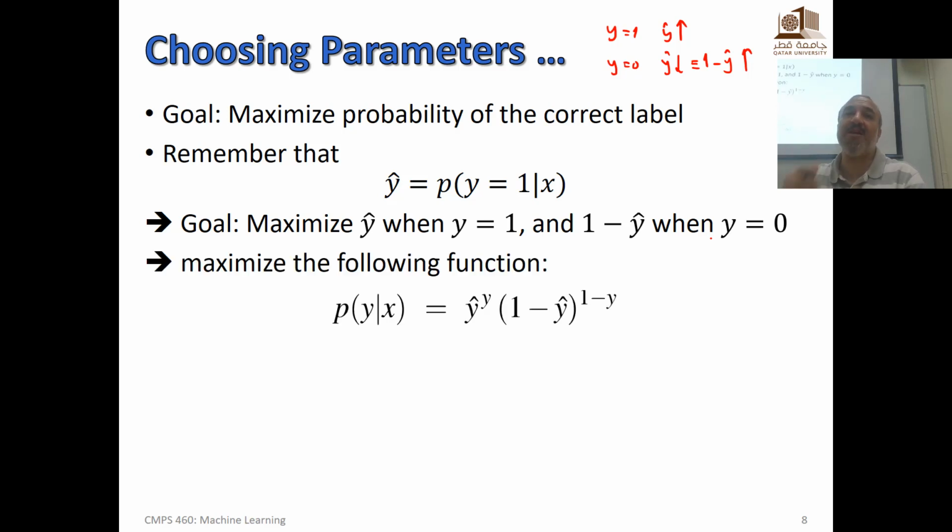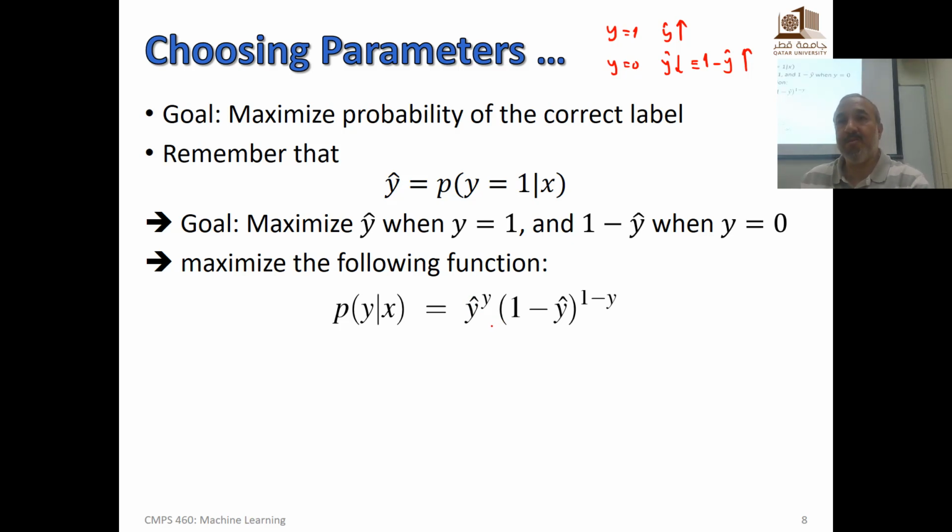Now, here is a function that does exactly this. It's y hat to the power y times 1 minus y hat to the power 1 minus y. Now let's see if it actually gives us what we want. We want a function that will give us y hat when y is 1, right? So let's put y to be 1 here. What will we get? 1 minus y is 0, so this will be 1, and y is 1, so what we will get is y hat. And this is what we want: when y is 1, we want y hat.